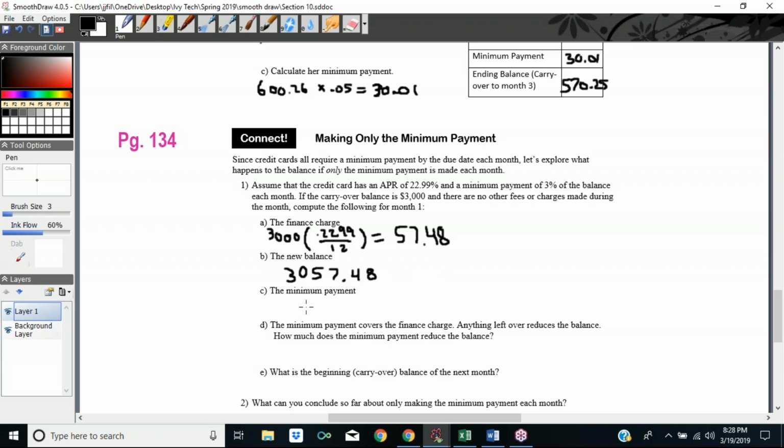All right, thanks, Kendra. So the minimum payment is going to be 3% of this, right? So 3,057.48 times 0.03. And looks like Kelsey has $91.72. And Kayla, so good, looks good, $91.72.